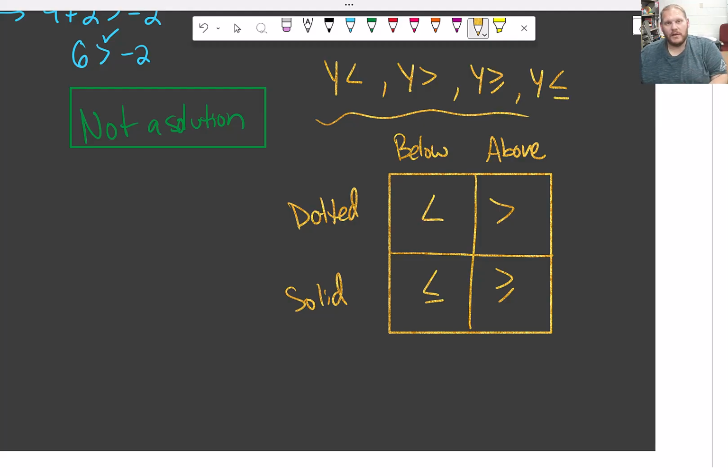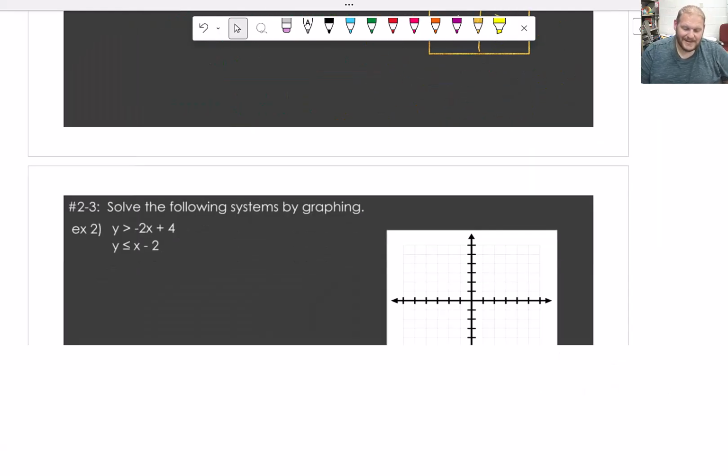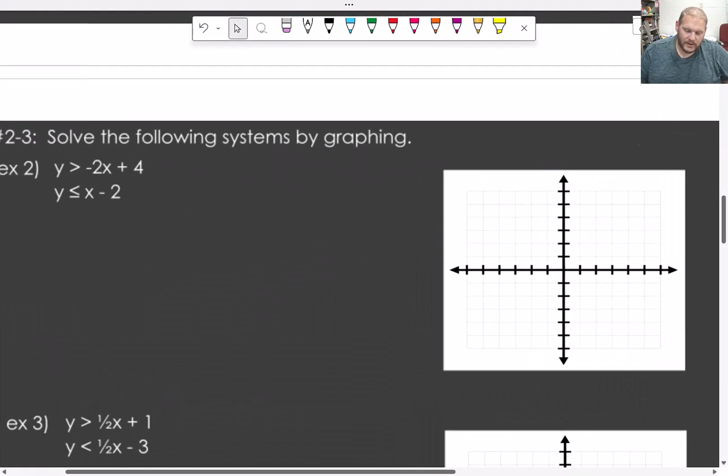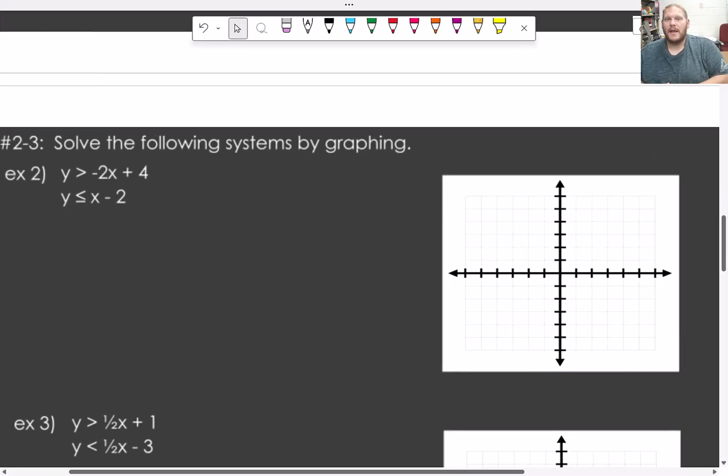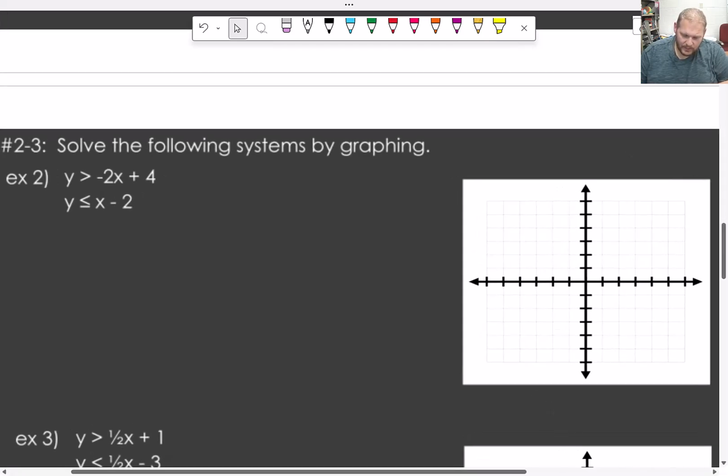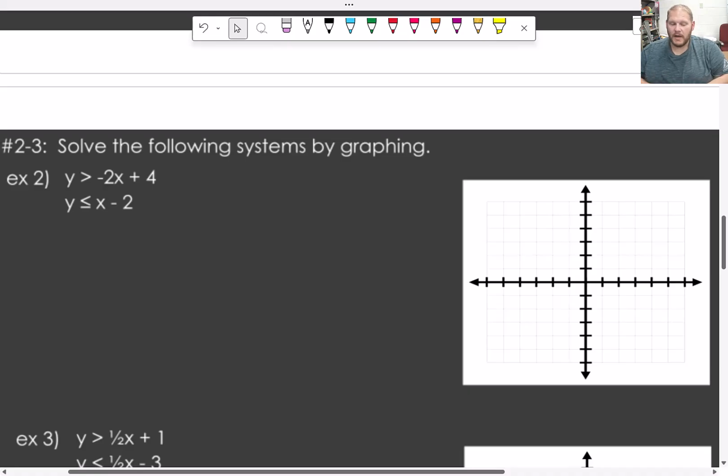If we don't use that method, that's where we have to go with the test point method, where we pick out a point from one side or the other of that boundary and check to see whether it's a solution or not. But we want to primarily focus on using this method, especially because with a system of inequalities we are going to need to graph multiple inequalities, and keeping track of those test points and where it's true and not true gets to be a lot more complicated. If we take a look at example number 2, we're asked to solve the following systems by graphing. We're just going to graph each of these two different inequalities and figure out where those overlap.